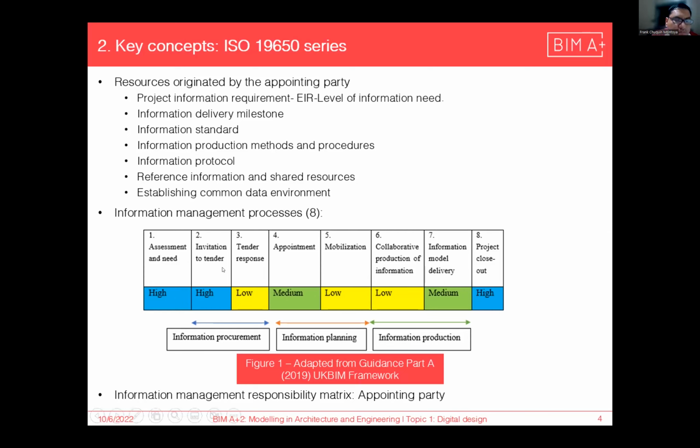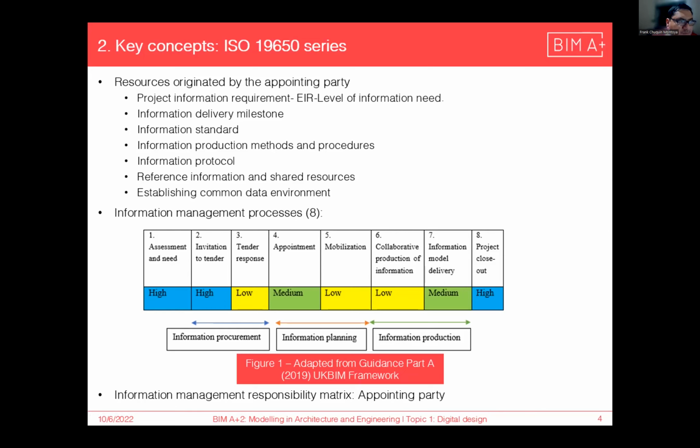Also, this table shows the level of involvement of the appointing party in each process, and how some processes are grouped in information procurement, information planning, and information production.